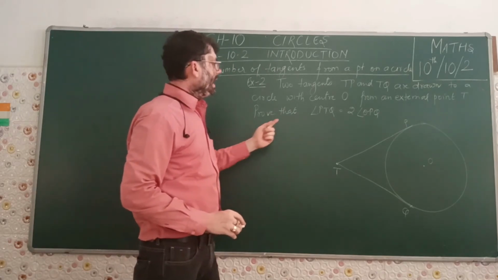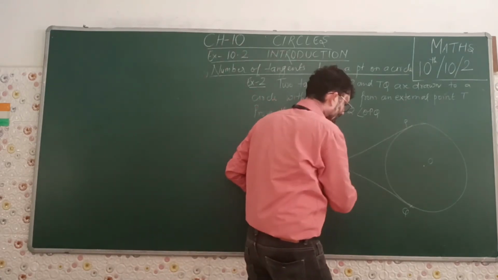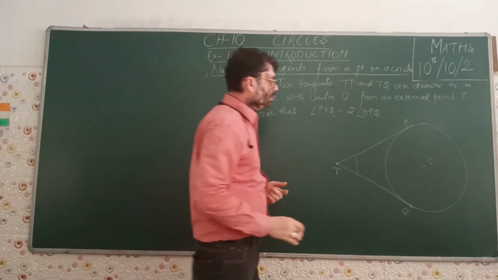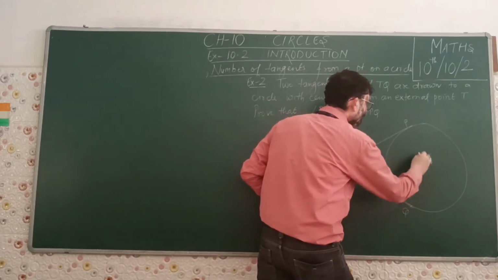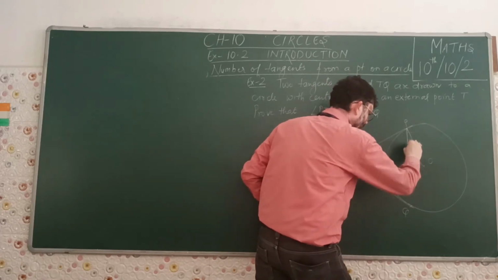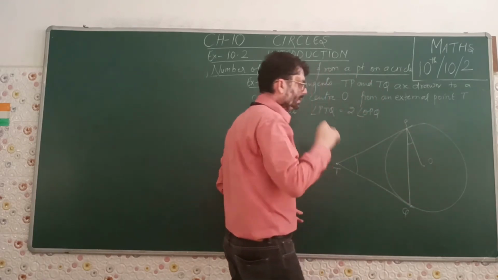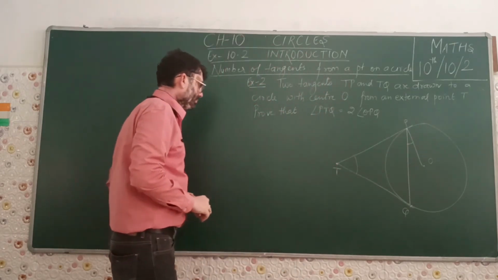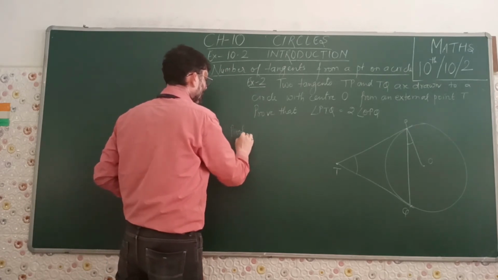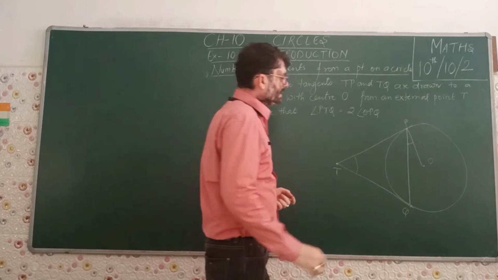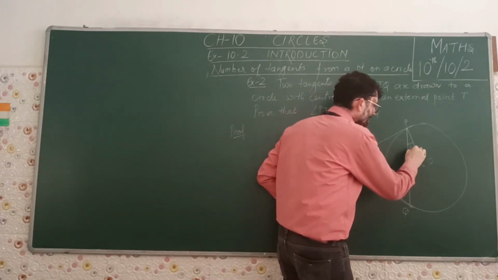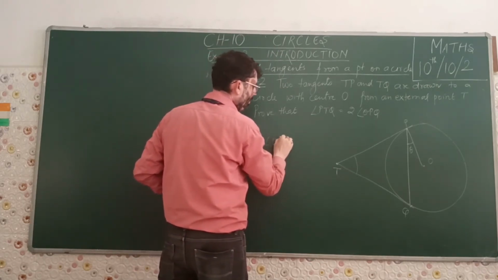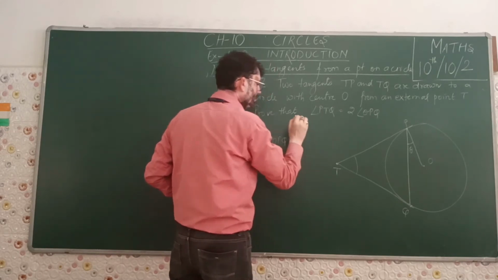We have to prove angle PTQ, this angle, is twice the angle OPQ. So we have to draw that angle, OPQ. We have to prove this angle is twice of this angle. So we can prove it. Let us consider this angle to be theta. Let angle OPQ be equal to theta.